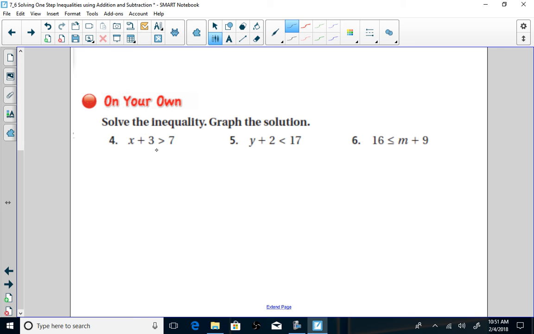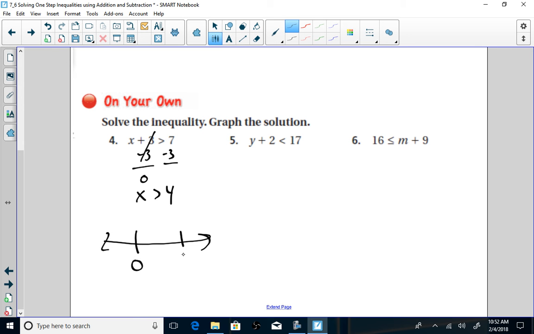I have a number plus 3 is greater than 7. The inverse operation of addition is subtraction. So I want to subtract 3 from both sides of that inequality. That's 0. I'm left with x is going to be greater than 7 minus 3, which is 4. Notice it is not a reverse inequality because the variable comes first.